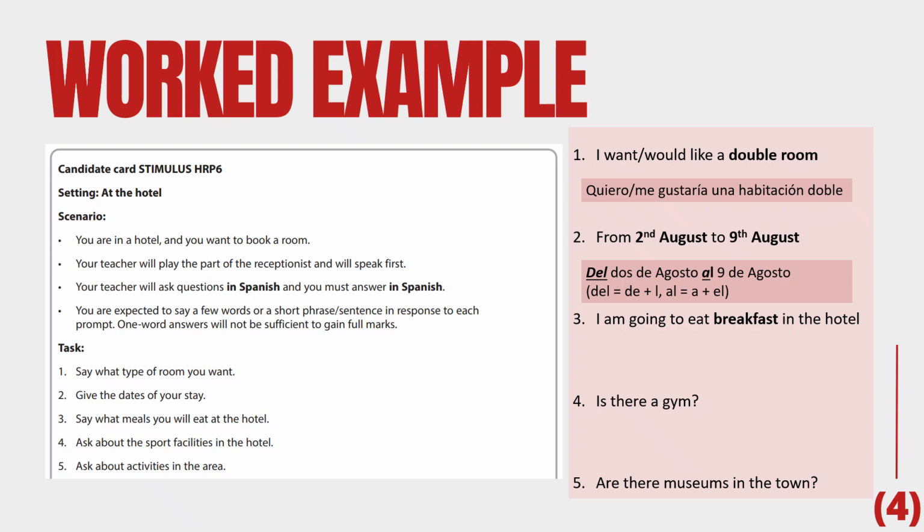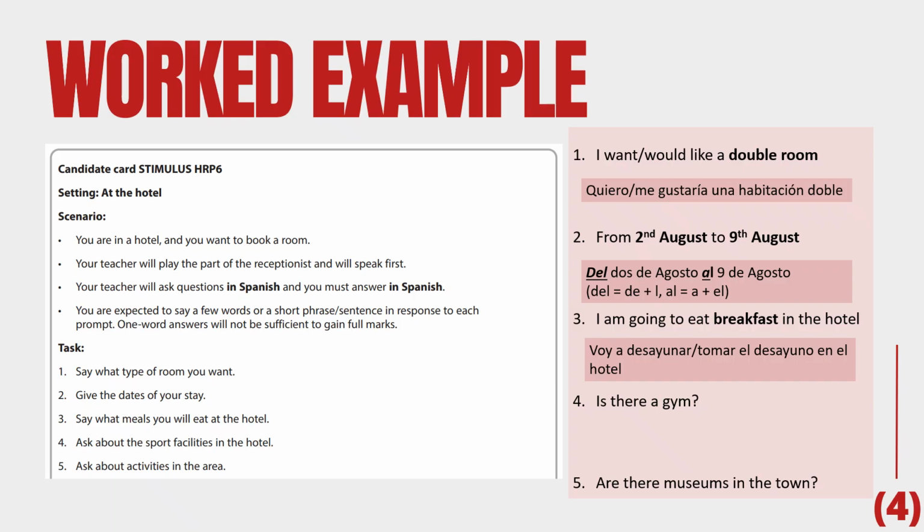I'm going to eat breakfast in the hotel. There are lots of ways around this. This was just, I thought, the most straightforward way to answer this. So voy a desayunar, or voy a tomar el desayuno en el hotel. Voy a comer el desayuno. Sounds a bit funny in Spanish, but it gets the point across, so you'd still be okay with that. But desayunar en el hotel, or quiero desayunar en el hotel. Any verbs like that would work.